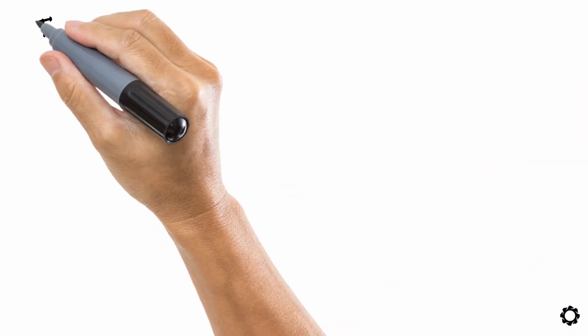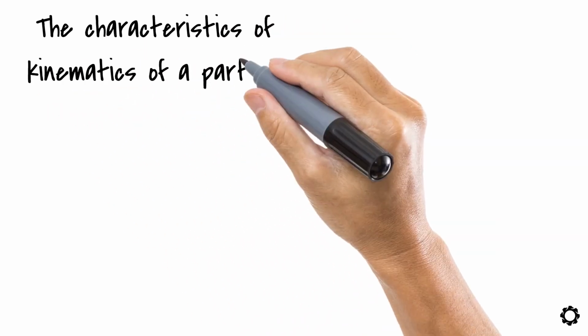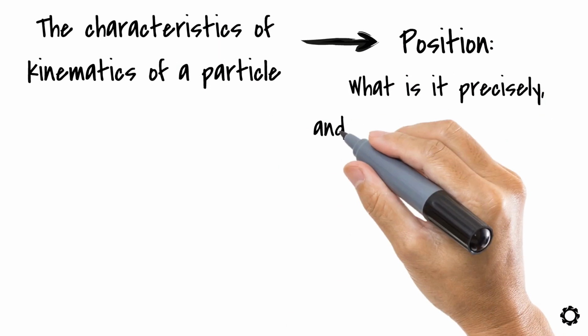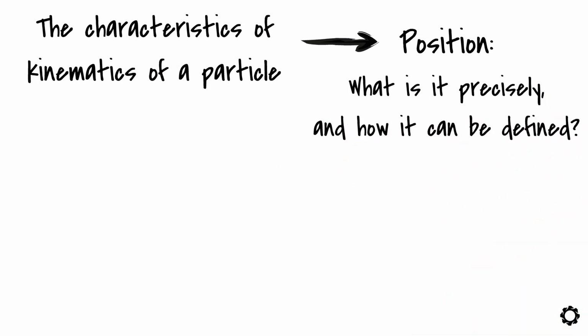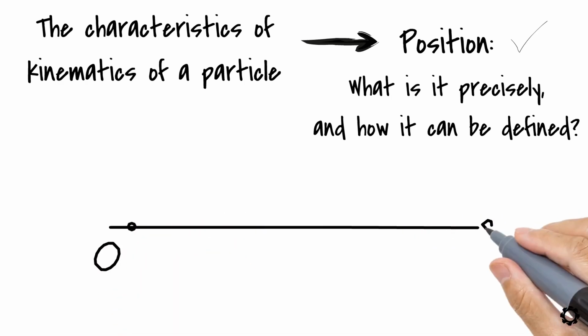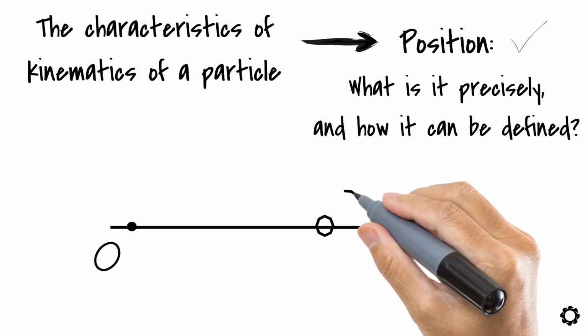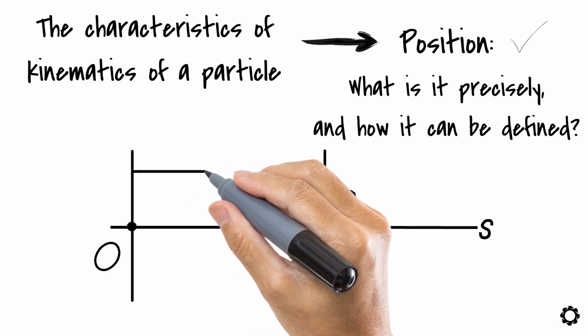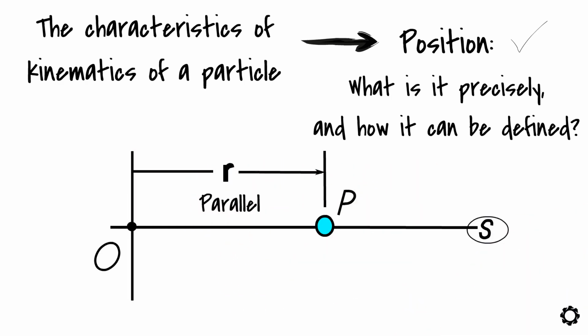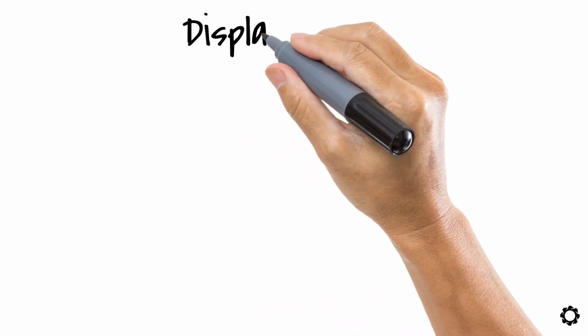Let's now dive into the characteristics of kinematics of a particle. Let's start with the position of the particle. What is it precisely and how can it be defined? To define the position of a particle, we can use one coordinate axis called S. The position P of the particle can then be defined by using the position vector R, which is parallel to the axis S. How about the displacement then?